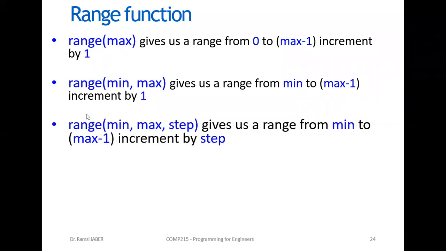So the syntax of the range function is minimum, comma, maximum, comma, step. If I don't put a step, the increment will always be 1. If I put a step, it gives us a range from minimum to maximum minus 1, incrementing by this number: plus 2, plus 3, plus 4, whatever you want. So the general formula of range is range, minimum, maximum, step. If I omit one of them, it becomes the shorter form. Okay, I will give an example here.